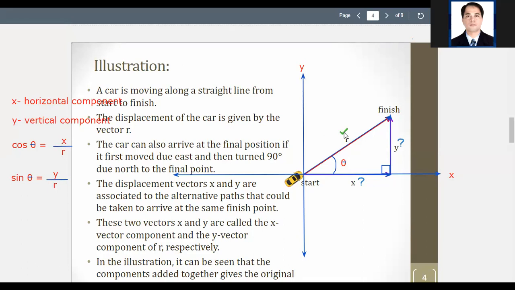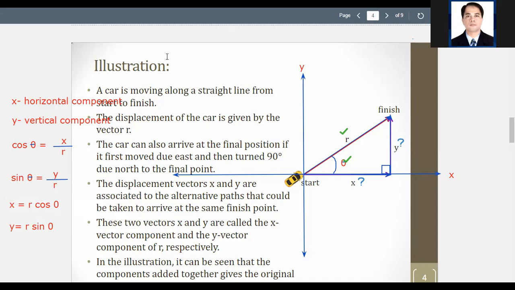So we know r, we know the angle, but we do not know the values of x and y. And again, x and y are our components. Now, in terms of cosine, sine, and the length r, we can create a relation there: x is equivalent to the product of r cosine of theta, while y is equal to r sine of theta.